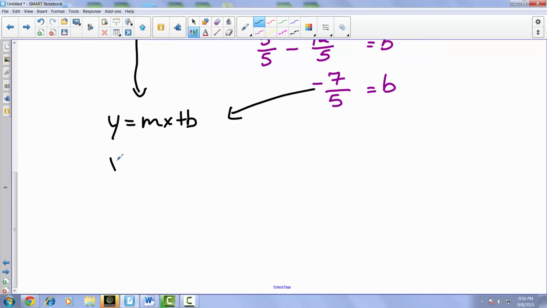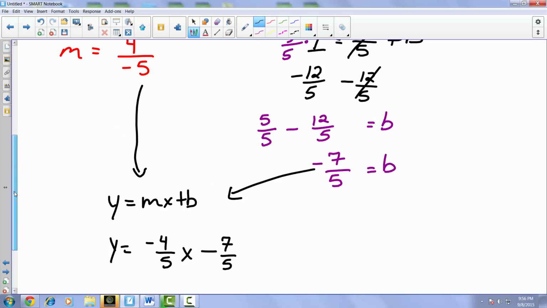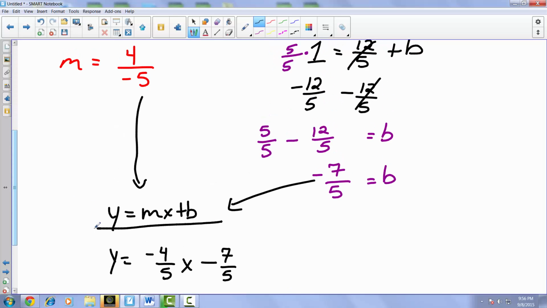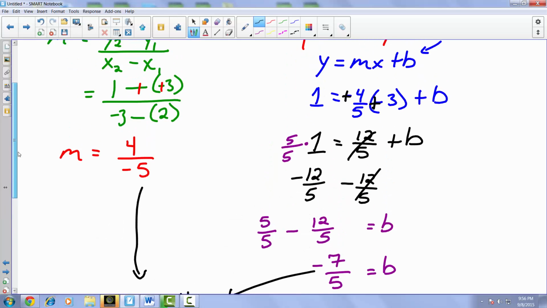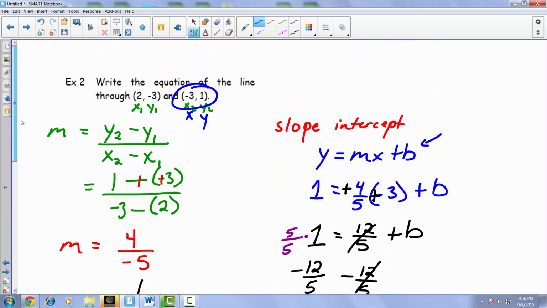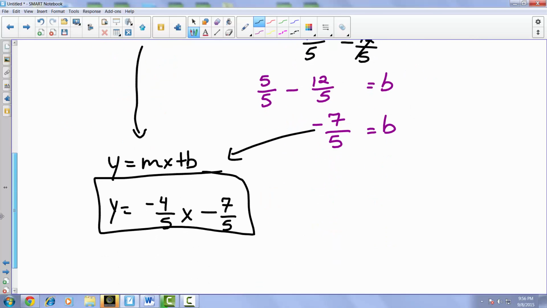So we end up then with y is equal to, our slope was -4/5 x, minus 7/5 being our b value. So here now is our equation for that line that passes through these 2 points. And again, that is example 2 from our 2.4 number 1 set of notes.